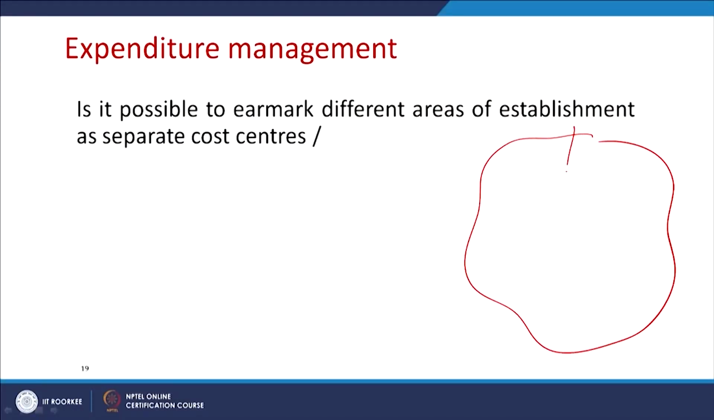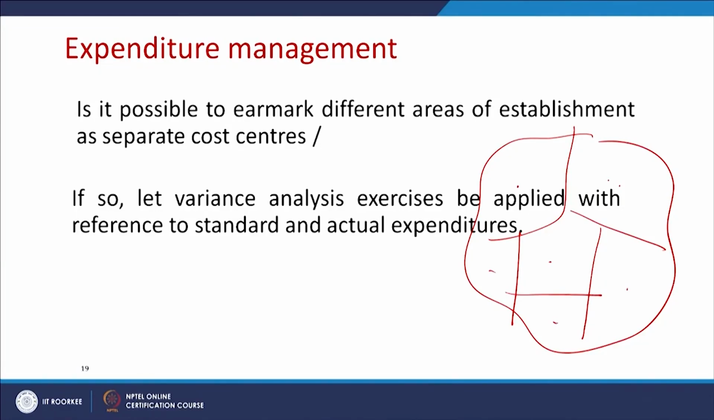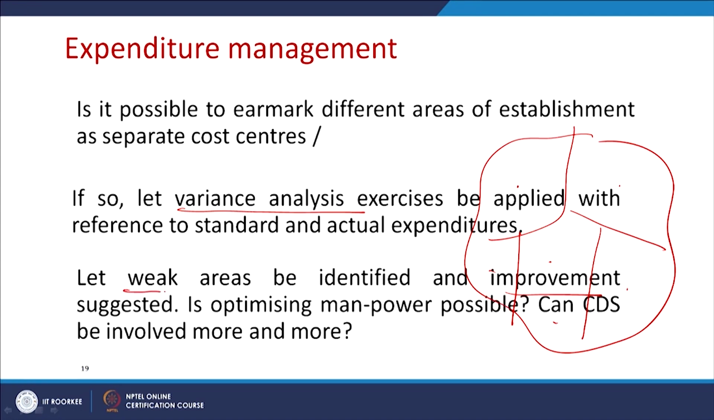Then a further question is whether it is possible to earmark different areas of establishment as separate cost centers. So, in a municipality you can treat different establishments separately and keep a different database for analyzing the expenditure, so that you can understand which establishment is wasting money and which is cost effective or not. If that is possible, then through variance analysis, sector wise or establishment wise, you can decide whether it is running properly with cost effectiveness or not. So, weak areas are identified based on that analysis and improvements suggested. After the variance analysis you can identify which sectors are not performing well, and based on that you can suggest a few strategies.